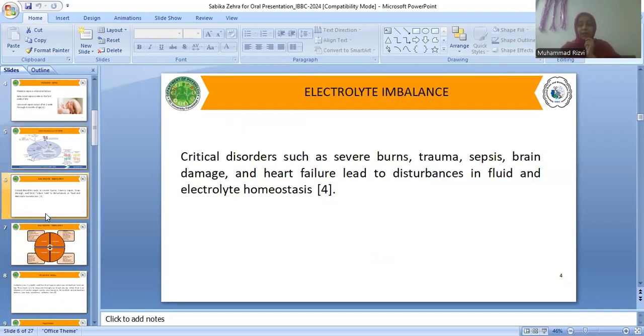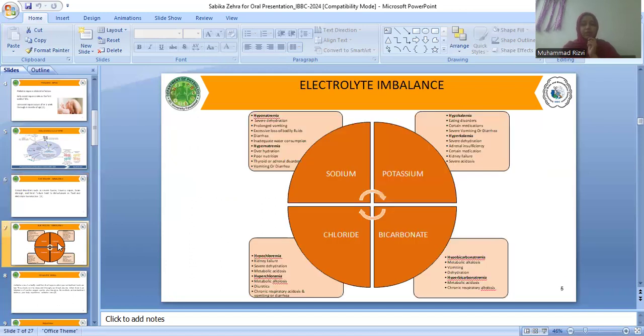Electrolyte imbalance. Electrolytes are present in our body. If their amount or level gets disturbed, it is referred to as an imbalance. There are certain critical disorders such as severe burn, trauma, sepsis, brain damage, heart failure. These things could lead to disturbance in the fluid and electrolyte homeostasis. Here we are only discussing the four main electrolytes which we have worked upon in our research.